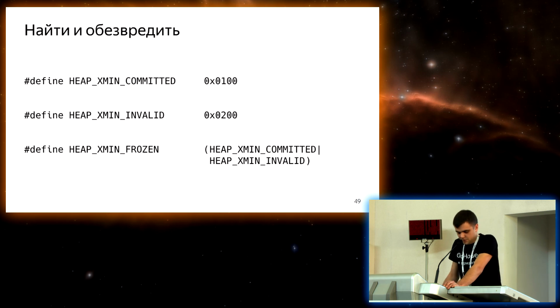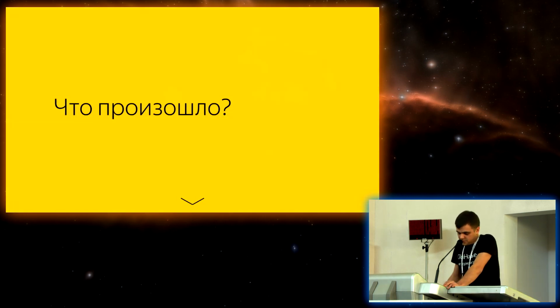So what do we do? What do we have? There's another version of the slides for you. So what did we get? On the old master, the line was frozen. On the replica, the line is not frozen. It does not have any hint bits. Nothing is marked there. So what happened?